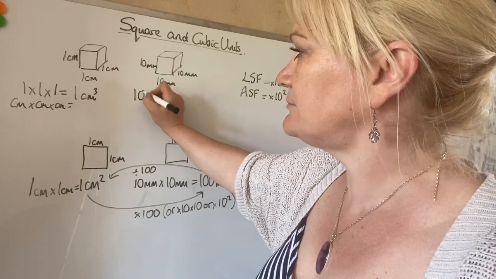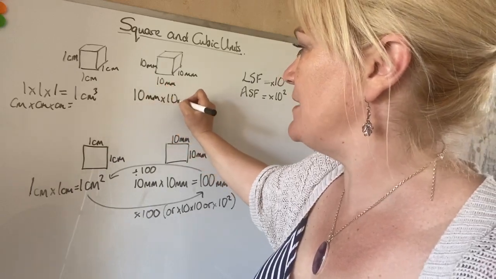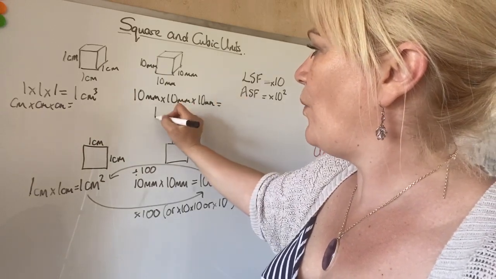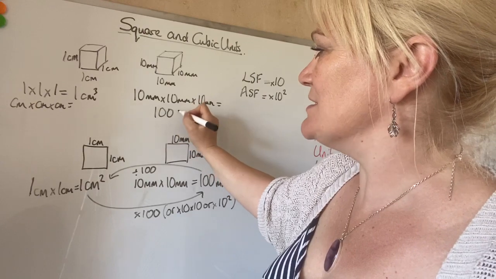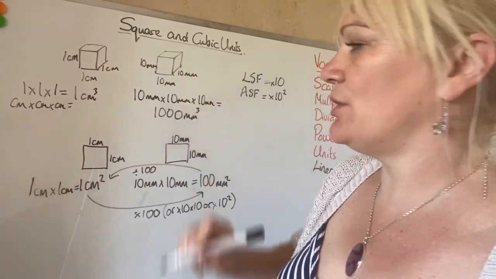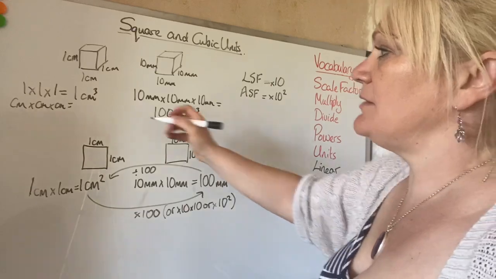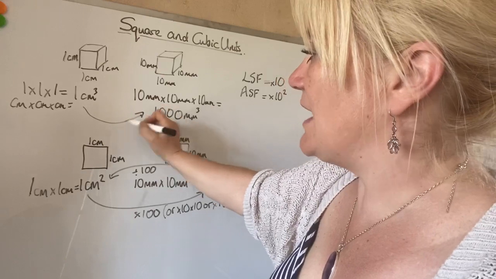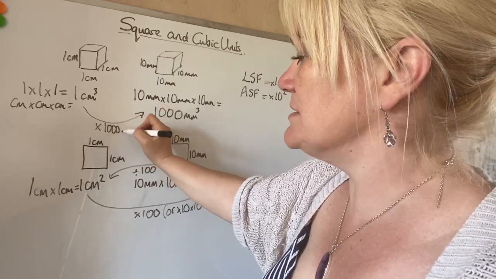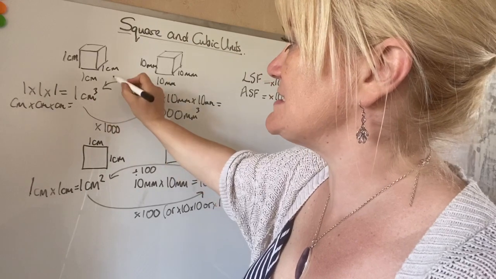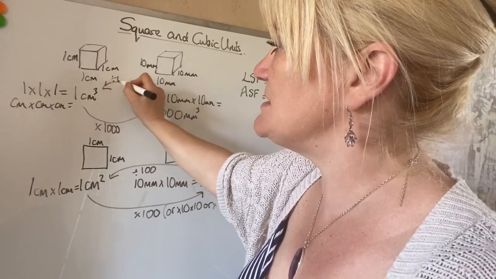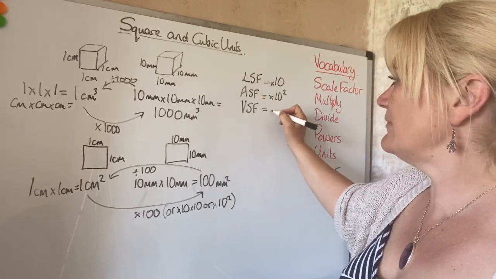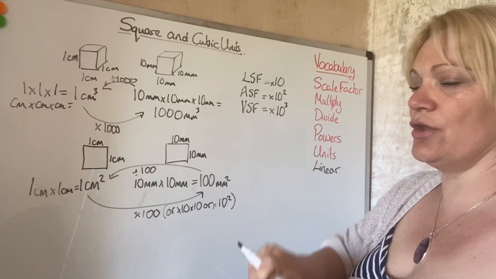Over here, my 10 millimetres times 10 millimetres times 10 millimetres gives me 1,000 millimetres cubed. So my unit, where I've multiplied for my volume, I'm going to have to multiply by 1,000, or to go back from millimetres to centimetres, I'm going to have to divide by 1,000. So my volume scale factor is times 10 cubed.